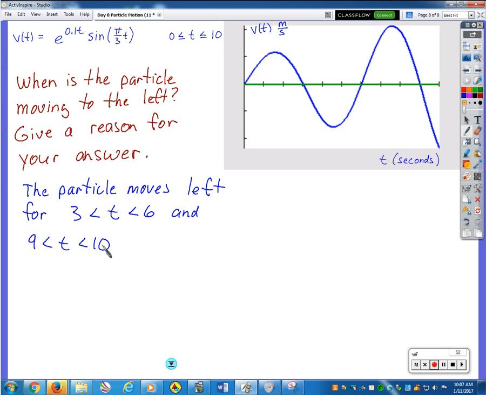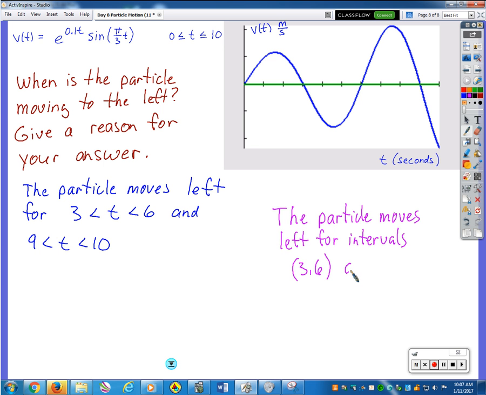Can you do it with a closed bracket, 3, 6, another closed bracket, or would they not have brackets? So this is valid. Here's another way to write it. I'll just write it down to make sure you see it. So the particle moves left for intervals. And then you can do exactly what you said, Kelsey. 3 to 6 and 9 to 10. Would it be parentheses or closed brackets?